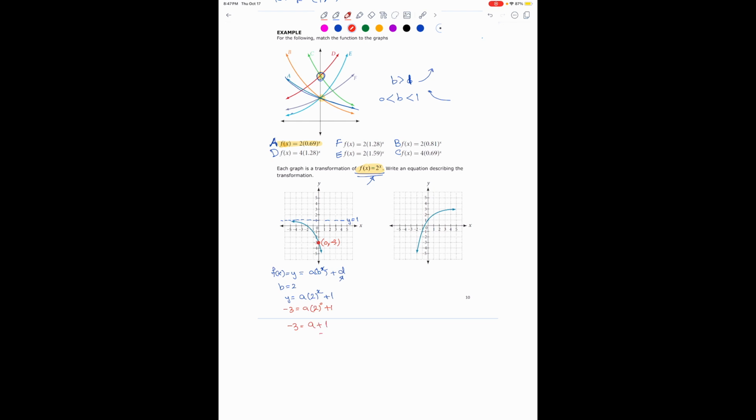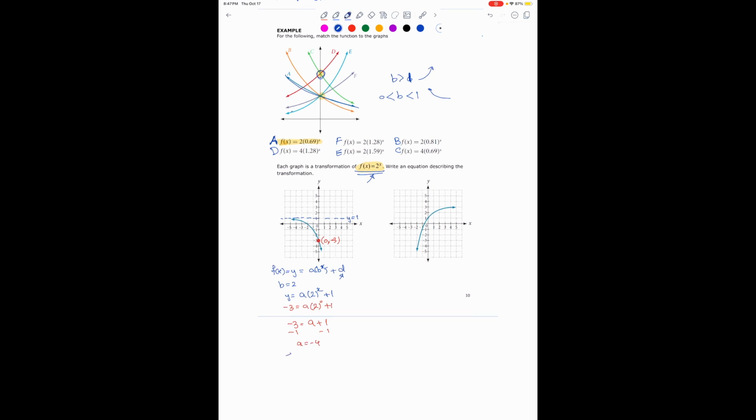Now we're going to solve for a by subtracting 1 from both sides. We get a equals negative 4, which means the final function is going to be f of x, or y, it doesn't matter which notation you use, equal to negative 4 times 2 to the x power plus 1. And that is the final answer for the first part right here.